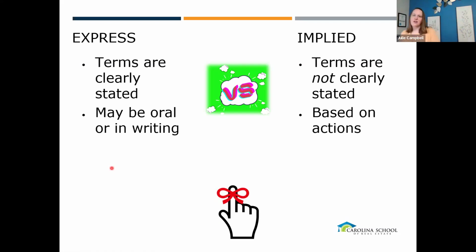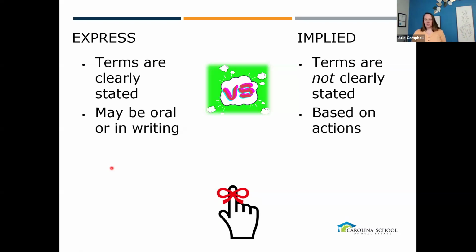Remember the difference. If something is express, it means that the terms have been clearly stated. Maybe those terms have been stated orally, maybe in writing. Doesn't matter. The fact is that they have been clearly stated. Implied is just based on actions. You just start acting like somebody's agent, acting under those agency duties.